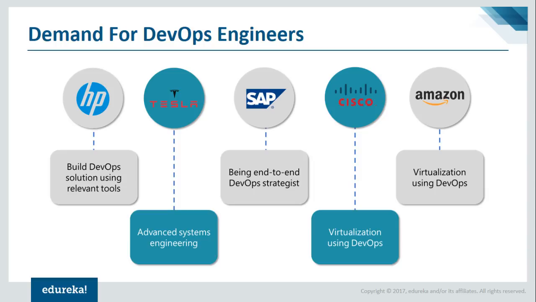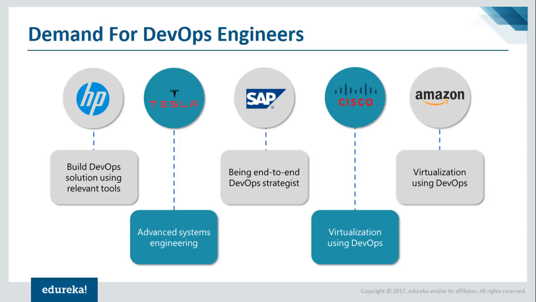If you look at HP, they say that they want to build a DevOps solution using relevant tools, because of course they are a big MNC, right? They have various services, and it absolutely makes sense when they say that they want to make use of multiple DevOps tools, and it's the engineers who would be doing that for them. And Tesla for advanced system engineering, SAP for end-to-end DevOps strategist. Well, this is another interesting thing.